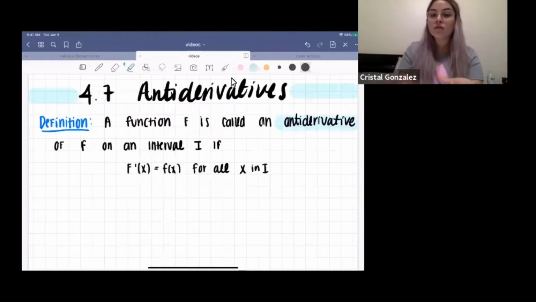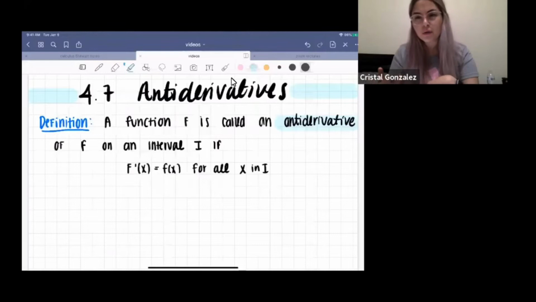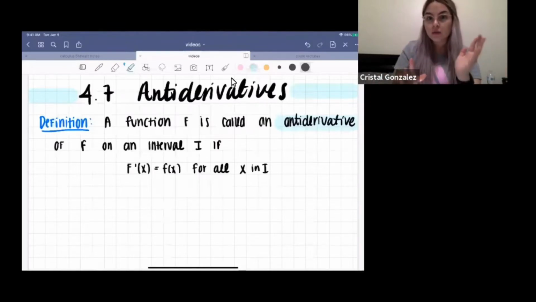So antiderivatives is exactly what it sounds like. It's the opposite of a derivative. Remember that to find the derivative of a function, we use the power rule. And now, in order to find the antiderivative, we're going to have to do some kind of a backwards power rule. Sounds a little bit odd, but I'll show you exactly what that means.